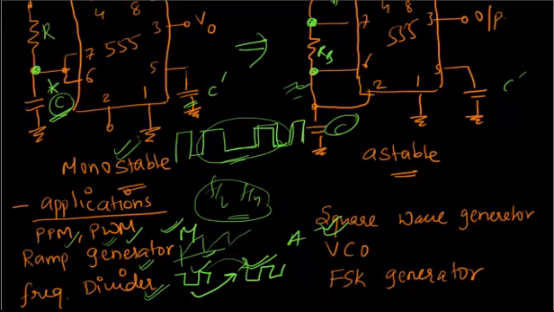Now astable, I told you it's a square wave generator. I already explained how. Voltage controlled oscillator: if you convert this square wave into a sine wave, this is nothing but an oscillator, and since it is controlled by some threshold voltage, it is a voltage controlled oscillator.